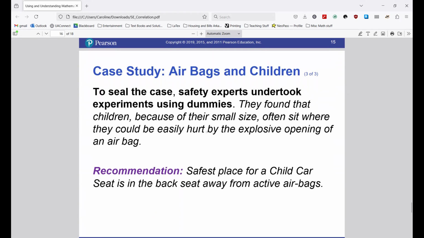To seal the case, safety experts undertook experiments using dummies. Again, you don't want to risk real children in the experiment, so they use dummies. They recommended that children ride in the back seat away from the airbags, because while the safety benefit for adults surviving moderate and high speed crashes was so much greater, they didn't want to risk children, so they found a nice compromise: children now sit in the back. And that really lowered the amount of child death due to airbags. So that's an example here.